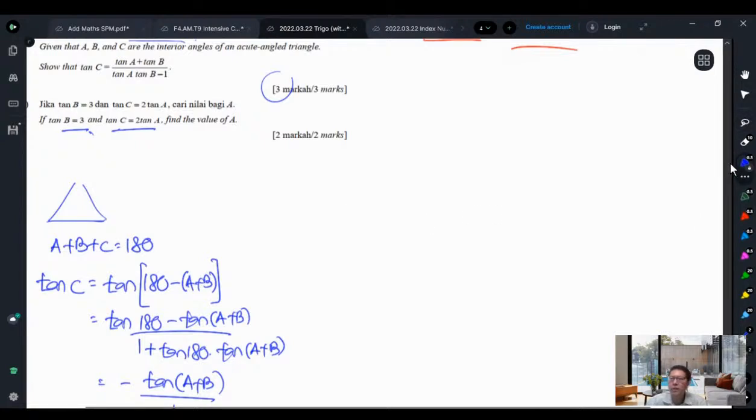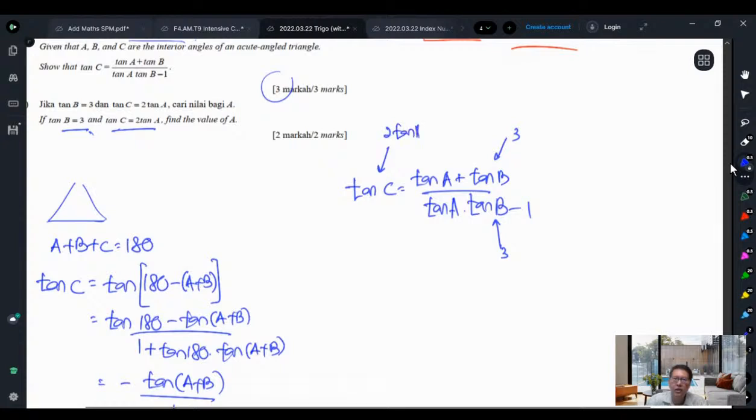So tangent C equals tangent A plus tangent B over tangent A tangent B minus 1. Okay, they give you tangent B equals 3, so I just put in 3. Tangent C, I put in 2 tangent A. 2 tangent A equals tangent A plus 3 over 3 tangent A minus 1. Okay, find the value of A.